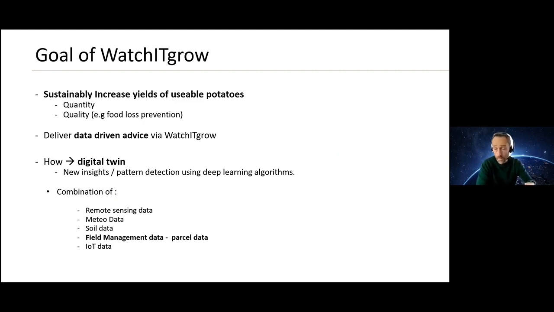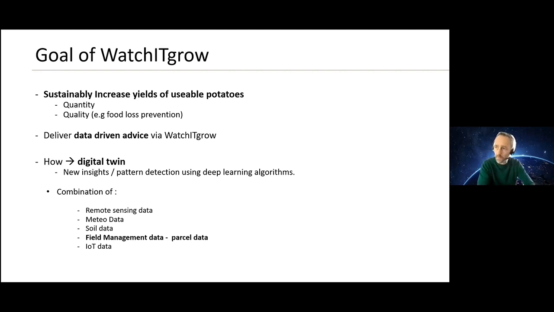So the remote sensing data acts as an objective base layer of data, but we complement that data with a lot of in situ data coming from various sources. Can be meteo data, can be data from soil scanners, can be IoT data, so data coming from machines. So we connect with a number of machine builders that can exchange the data that they collect on the machine with What You Grow and vice versa.